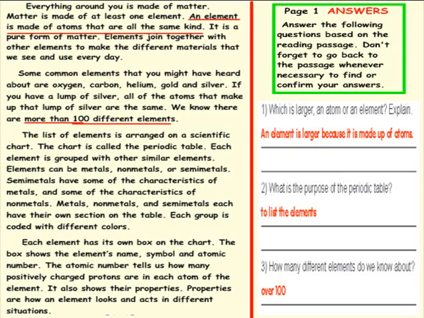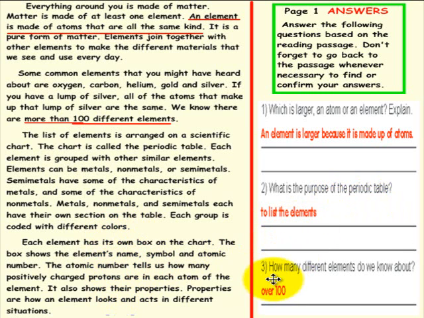Okay, here's what we have as the answer. Question 1, which is larger, an atom or an element? Explain. An element is larger because it's made up of atoms, as illustrated in the first paragraph. Question 2. What is the purpose of the periodic table? To list the elements. This is contained in the third and fourth paragraph.